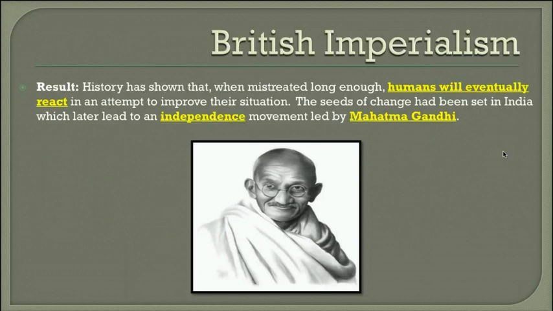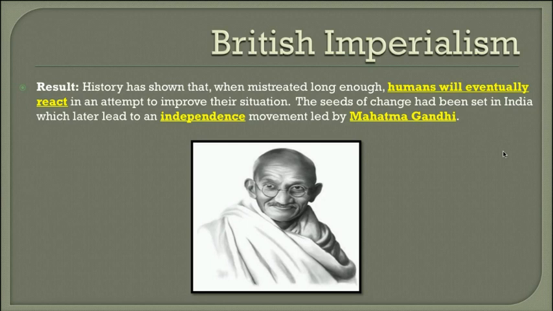And it's going to be Gandhi's story, and that's a good place for us to end here, because when we talk about how British imperialism ultimately leads to independence, that's the name of our unit after all, we're definitely going to have to focus on Gandhi's story, but we're not there yet. So our result of this part of the story is that history has shown that when mistreated long enough, humans will eventually react in an attempt to improve their situation. The seeds of change had been set in India, which later led to an independence movement led by Mahatma Gandhi.